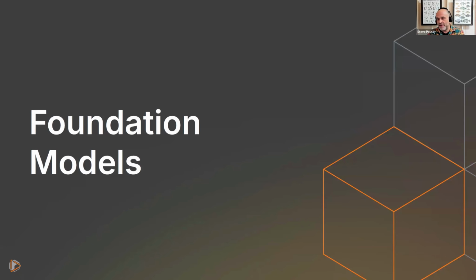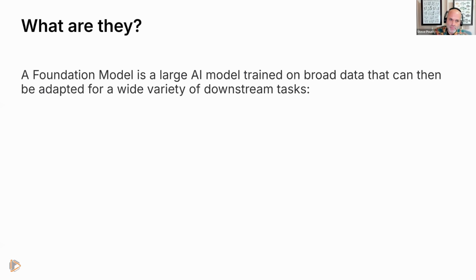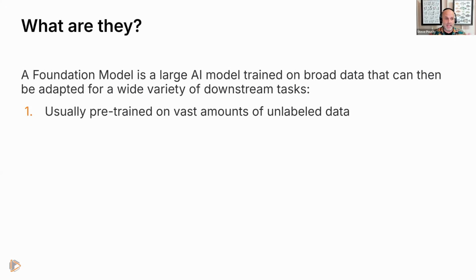So let's just say, what is a foundation model? A foundation model is a large AI model trained on broad data that can then be adapted for a wide variety of downstream tasks. You hear these outside of the geospatial space, but we actually have them as well. It's usually pre-trained on vast amounts of unlabeled data. That's not actually true. It's just usually trained on vast amounts of data, more than an individual or one little organization is going to grab. Usually they can do transfer learning.